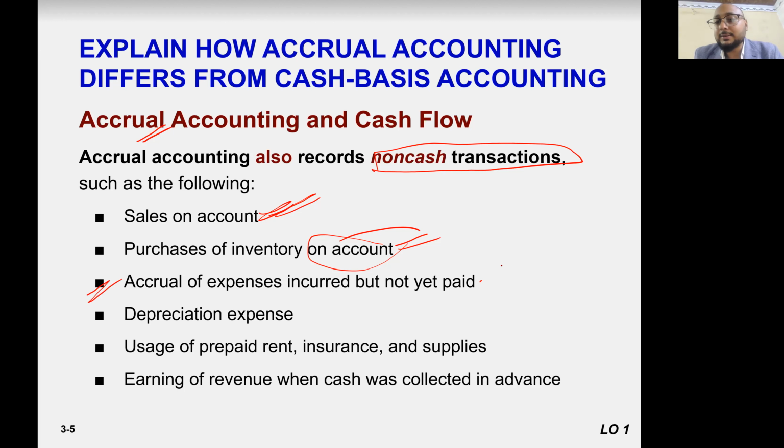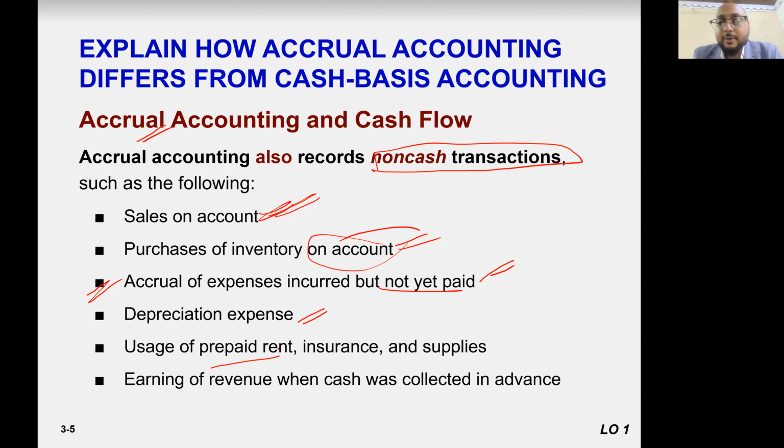Accrued expenses like salary payables. Salaries are due but not yet paid. You record it because salaries are due today, so you record it today. Maybe pay later, that's another story. When you pay, you also record it. Depreciation expense, which is non-cash, involves no cash inflow or outflow.